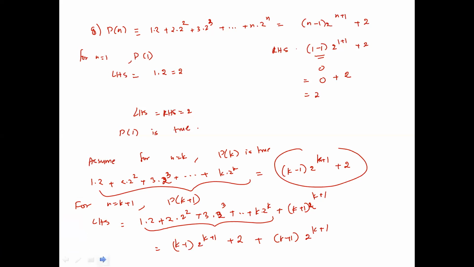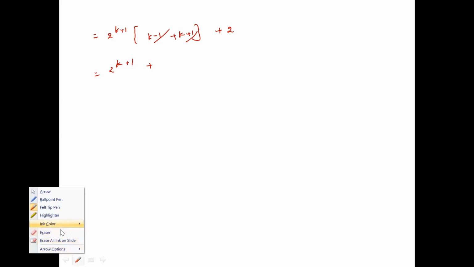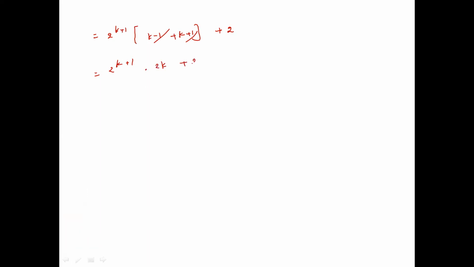Now I have to take common. Common I will take 2 power (k plus 1). Then I have (k minus 1) plus (k plus 1), and the 2 which is left off, I will take it outside. Minus 1 and plus 1 cancel. 2 power (k plus 1) into (k plus k) is 2k, plus 2. Isn't it? So what I will have? 2 power (k plus 2) ... k plus 1 plus 1 will be k plus 2, into (k plus 2). This is what we have.